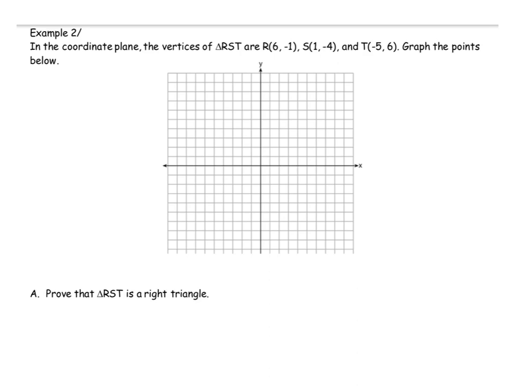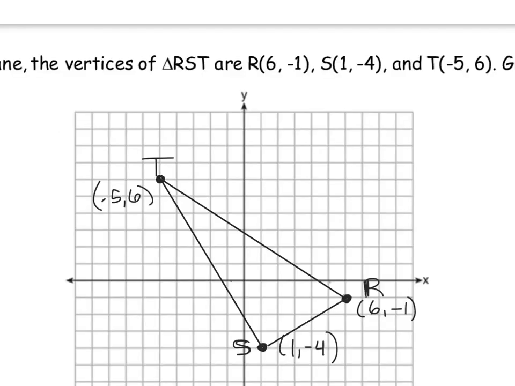In our next example, we are given 3 vertices for triangle RST and asked to prove that it is a right triangle. So I'm going to start by sketching what I know. So now that I have my triangle, again, I am going to find my slopes so that I can determine where my right angle is. So I am looking for the slope of this side and the slope of this side because I'm pretty confident that this is where I want to show is a right angle.